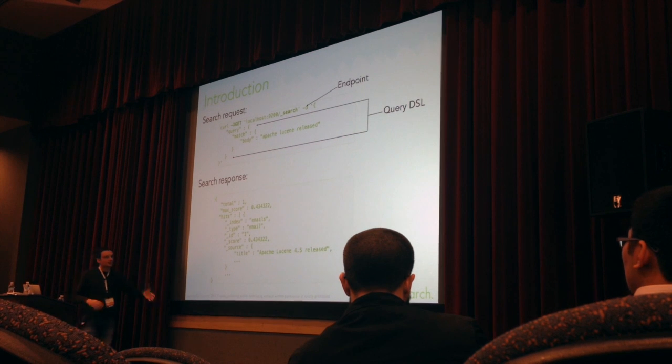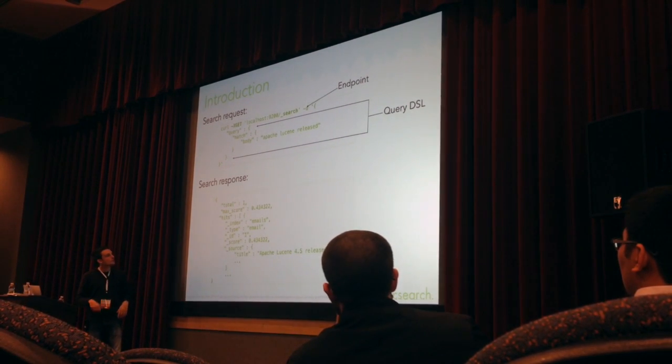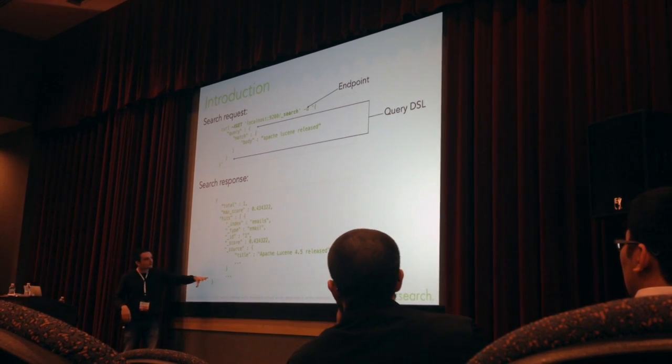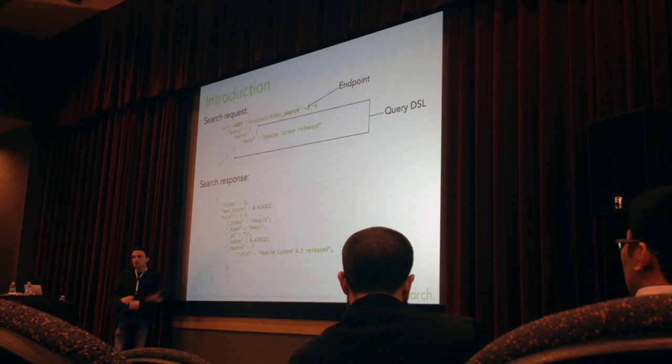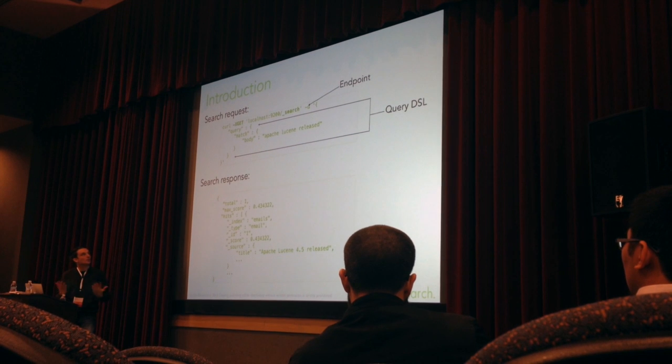You get back a response. This response is shortened, otherwise it doesn't fit on the screen. But here, this is the core response: the total amount of documents that match, the highest score, and then the hits. In this case, we have one hit, but usually you have 10 hits, 20 hits, depending. And obviously, you can paginate through the hits via the search API. There are options for that.